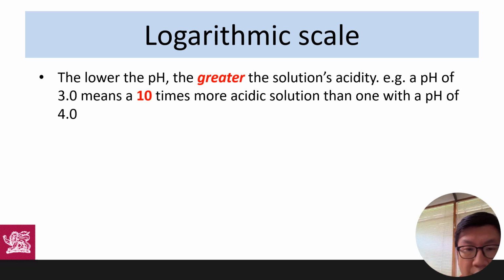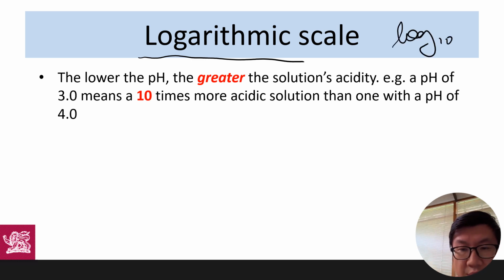pH is on a logarithmic scale, and we're going to be using a formula that requires the use of logs, base 10, which your calculator is set to default on when you use the log button. So this says that the lower the pH, the greater the solution's acidity, and giving the example like what I've explained to you before, where a pH of 3 is 10 times more acidic than an acid which has a pH of 4.